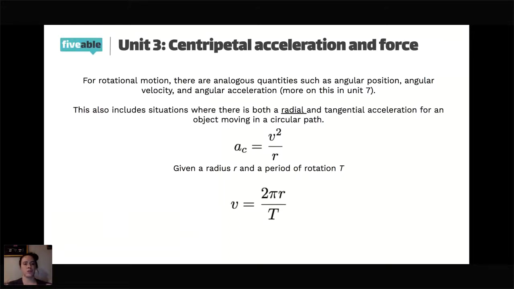So your centripetal acceleration, a_c, is v squared over r, where v is your tangential velocity, so how fast you're traveling around the circle, divided by r, which is the radius of the circular path you're traveling in. And that centripetal acceleration always points to the center of the circle, always. Given a radius r and a period of rotation T, you can calculate the velocity around your circle by 2 pi r, so that's your distance around a circle, divided by the time it takes to get around the circle, T. So it's distance over time, but specifically in a circle over the specific time period.